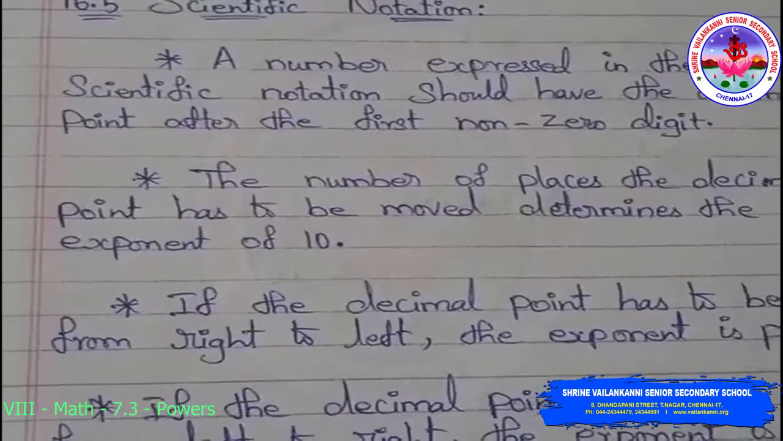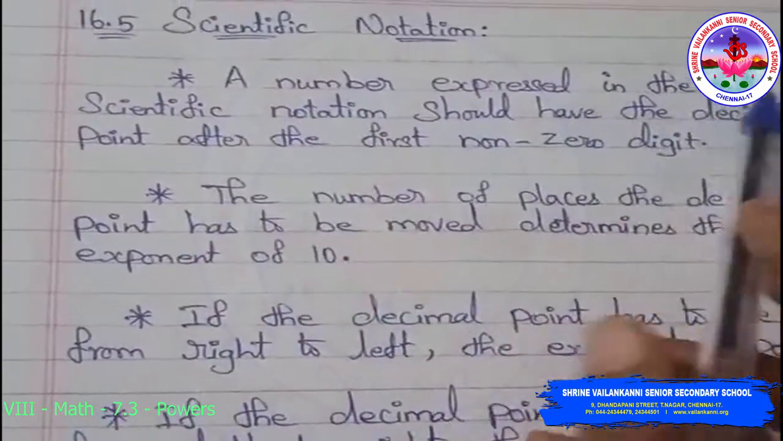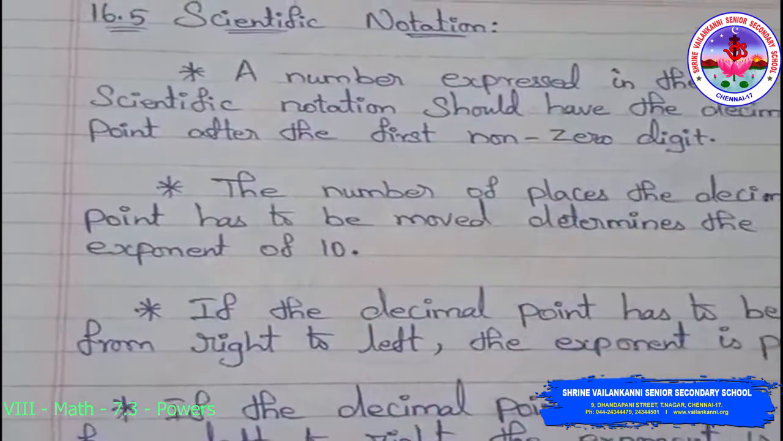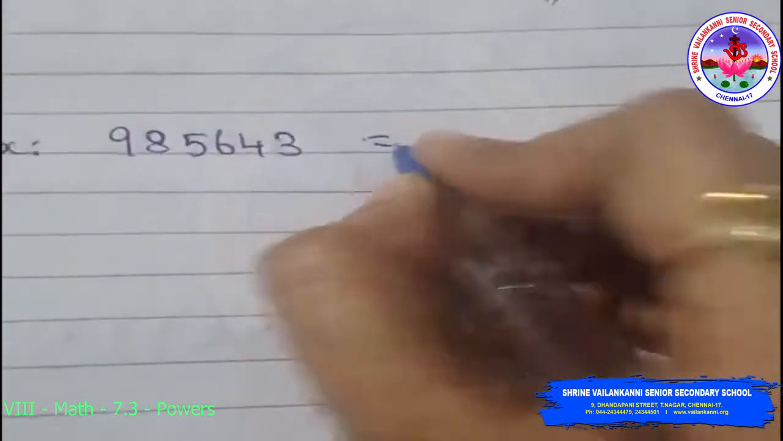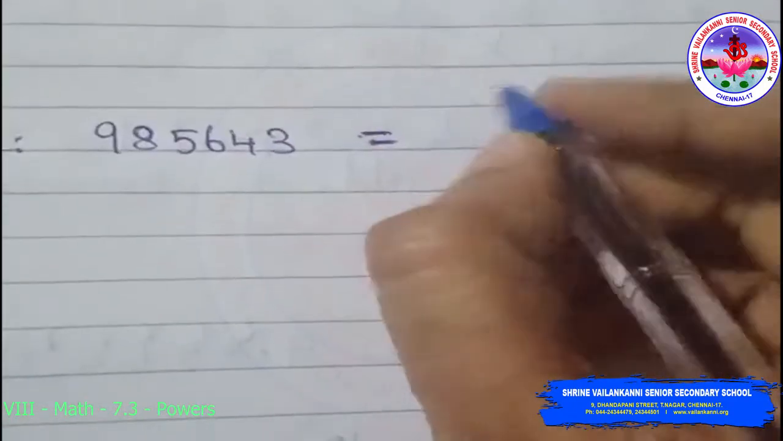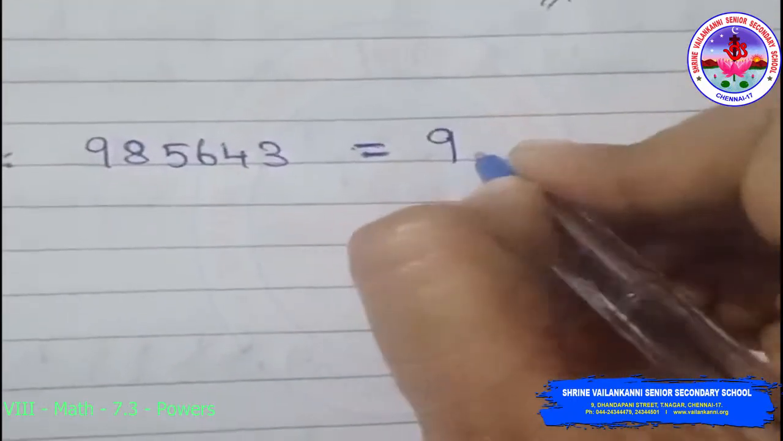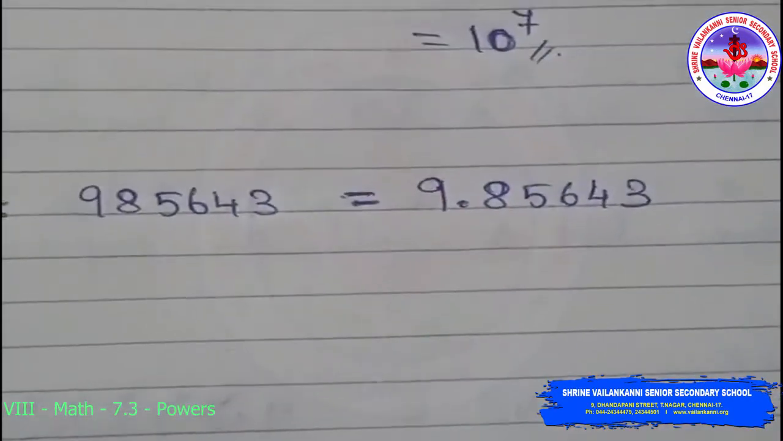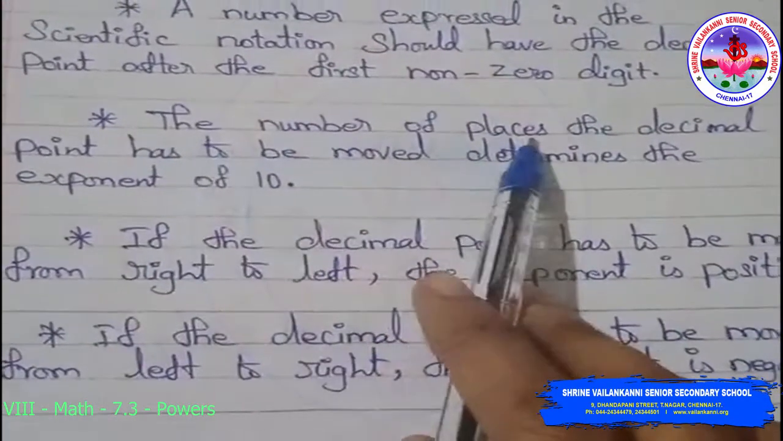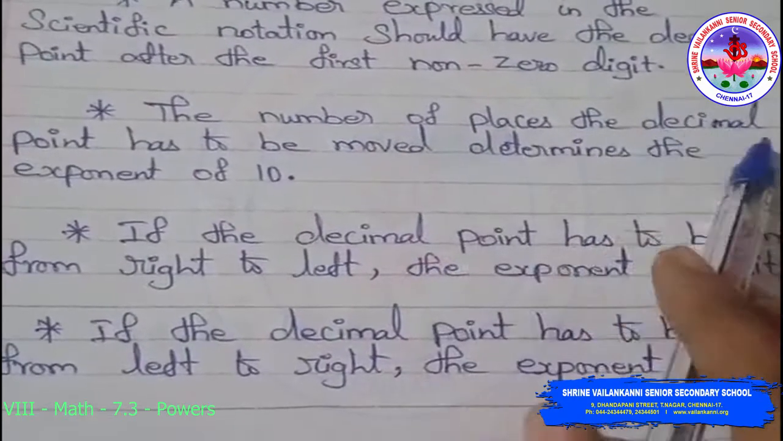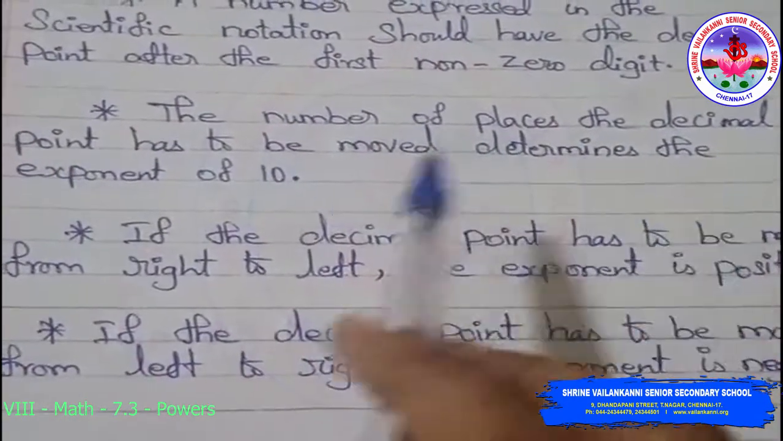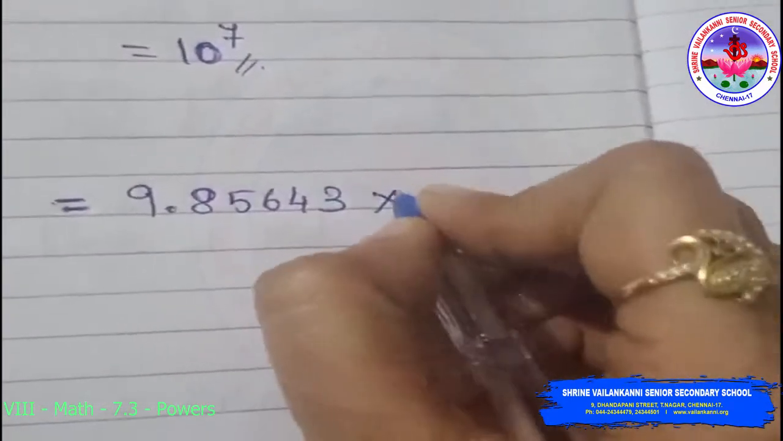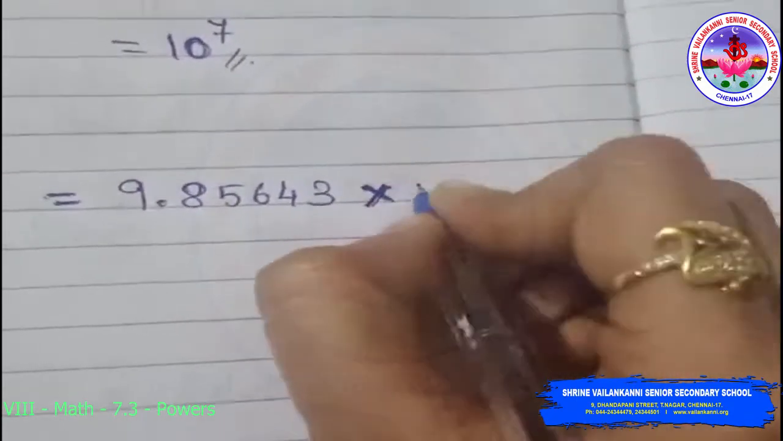985643. Here the first procedure is: a number expressed in scientific notation should have the decimal point after the first non-zero digit. So here we place the decimal after the first non-zero digit. Here the first non-zero digit is 9. So 9.85643. The second procedure: the number of places the decimal point has to move determines the exponent of 10. So the value is times 10 to the power.